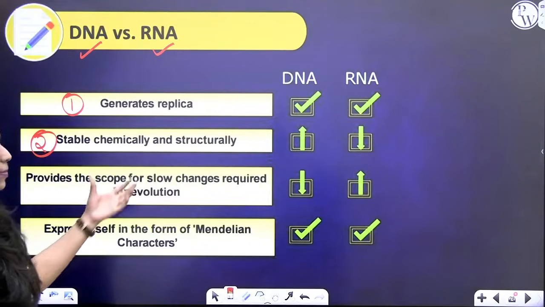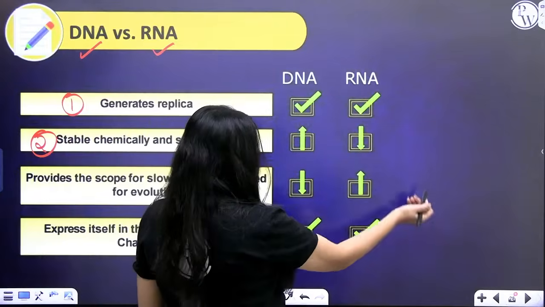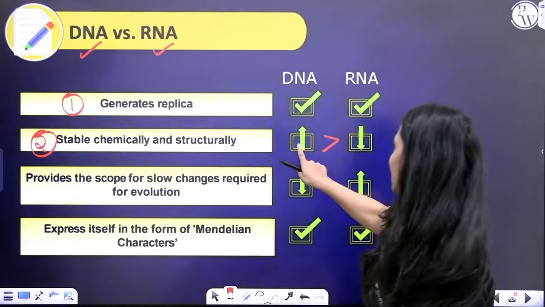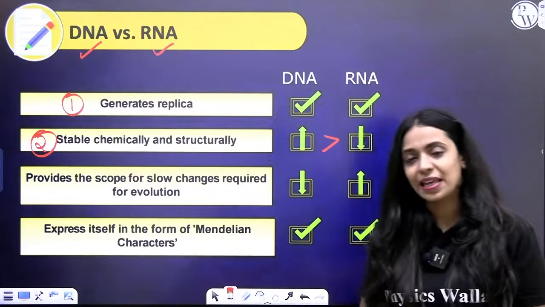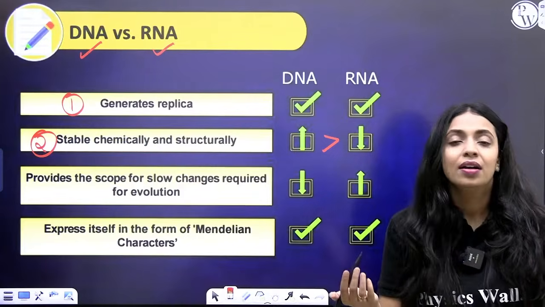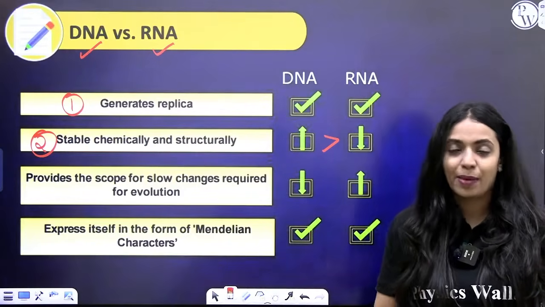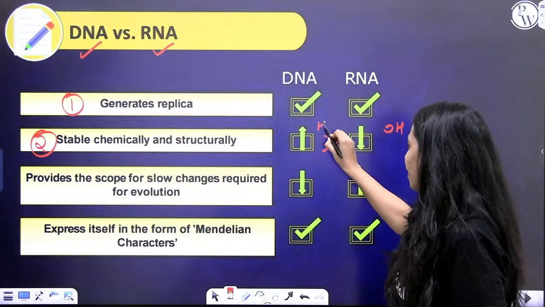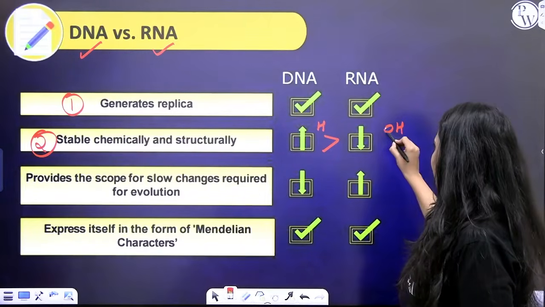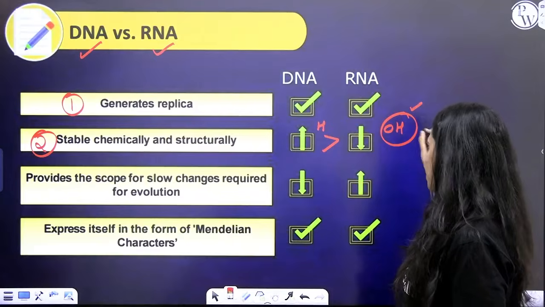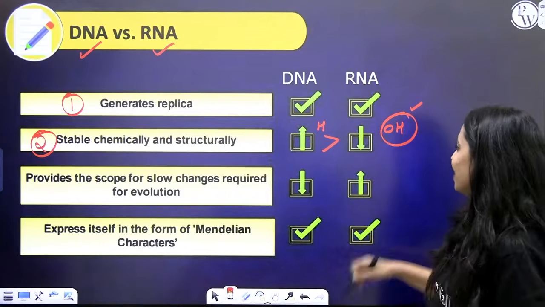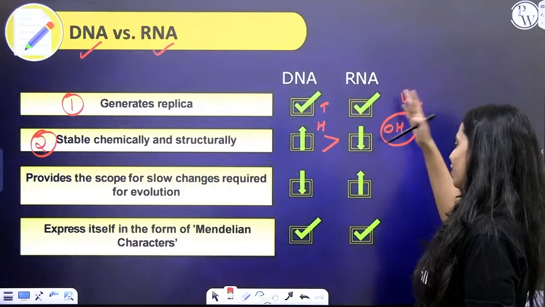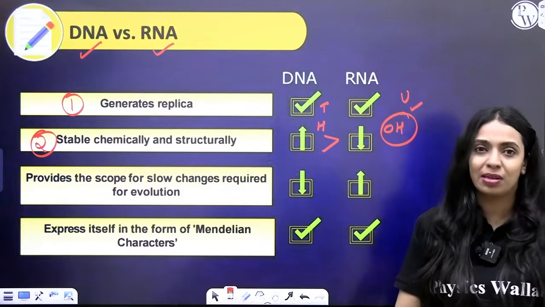Second, it should be stable chemically and structurally. When you compare the stability of DNA and RNA, definitely DNA is more stable compared to RNA. The stability of DNA is higher because of a couple of reasons. Firstly, if you look at the sugars ribose and deoxyribose, at the 2' carbon you have a hydroxyl group in RNA, and here you have a hydrogen. So this is relatively more reactive, so its stability is reduced. Apart from that, in DNA you have thymine, here you have uracil as a nitrogenous base. When you're comparing thymine and uracil, thymine definitely is more stable than uracil.